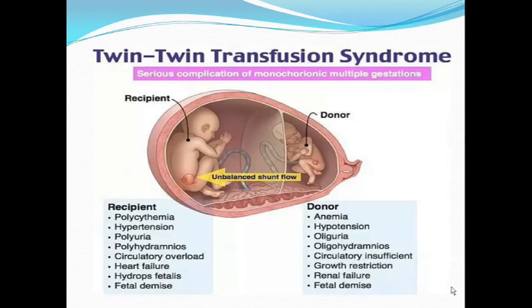So you can see here the donor becomes anemic, hypotension will be there, oliguria because of the decreased BP, and oligohydramnios because of the decreased urine output, circulatory insufficiency, IUGR, renal failure, and fetal demise. The recipient becomes polycythemic, hypertensive, polyuria because of the overload, polyhydramnios, circulatory overload, heart failure, CHF, hydrops fetalis, and fetal demise.